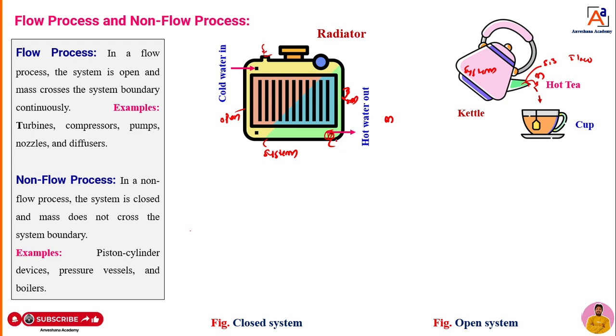If the mass or flow rate is not coming out of the radiator, then that process we can call a non-flow process. Non-flow process is a process in which no mass crosses the system boundary. That is known as non-flow process, dear students. The radiator can be a flow process or a non-flow process depending upon the condition. If you allow water to come out from the system, it is a flow process. If you do not allow water to flow from the system to the surroundings, it is a non-flow process. These are the two examples we have taken.